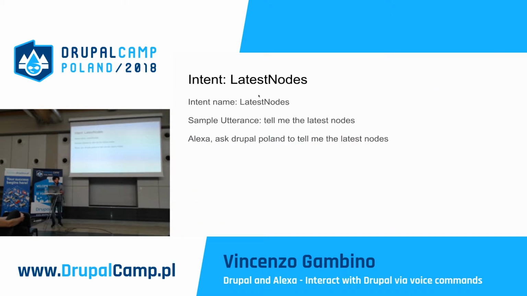Now we want to create the intent. We want the user to retrieve content from our site, so we create the intent latest nodes. The intent name will be latest nodes. The sample utterance will be tell me the latest nodes. So when the user says Alexa ask Drupal Poland to tell me the latest nodes, it will retrieve the latest 5 nodes of the application.